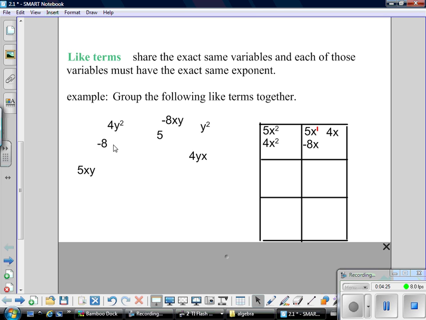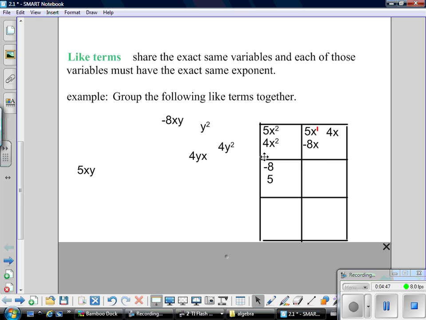Now what I'm going to do is I'm going to just try to do it this way. So negative 8. Well, it doesn't have a variable. It's a constant number, negative 8. So all constants are like terms as well. So if I can find something else that's just a number, it belongs together. Okay, so those are like terms.